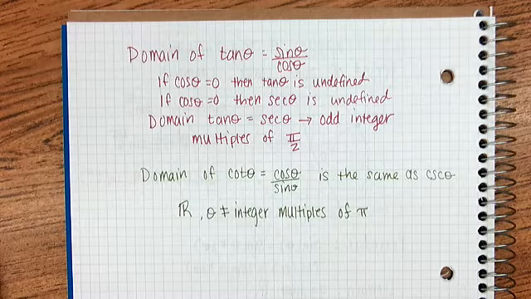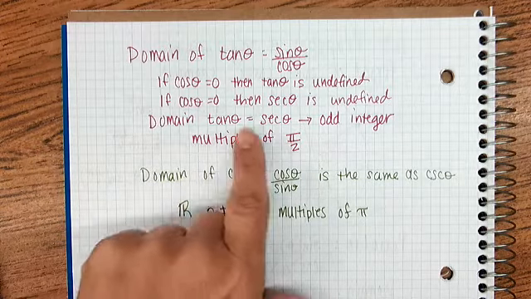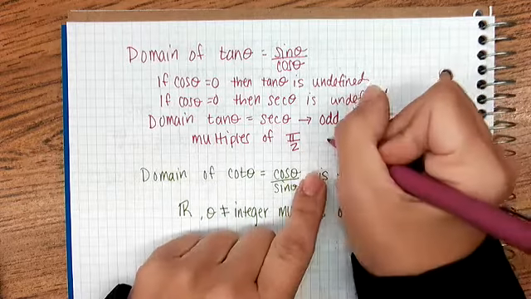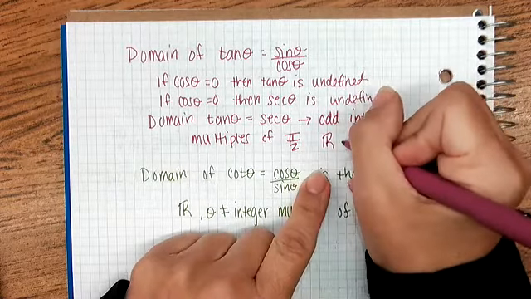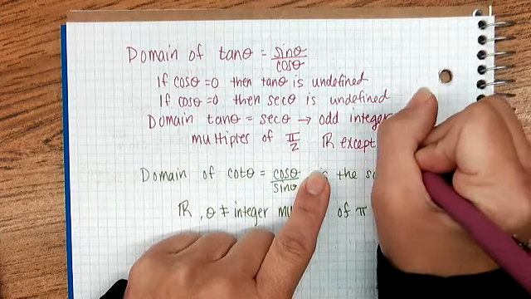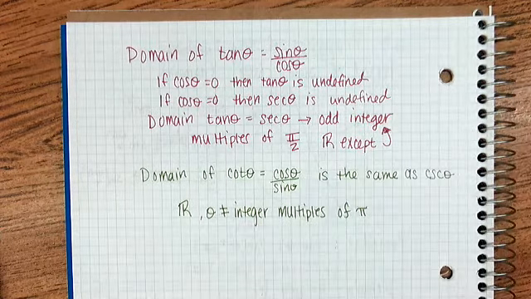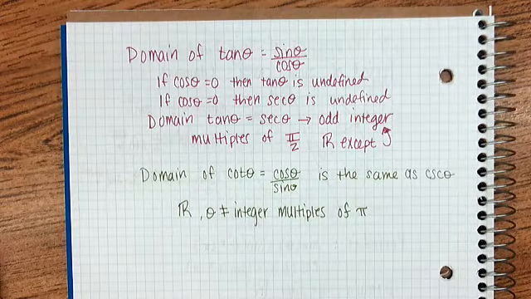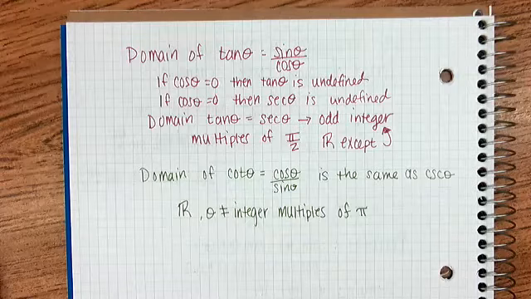So let's go back. The domain of tangent, which is the same as secant, should say all real numbers except, that's a big thing I forgot to write in, all real numbers except odd integer multiples. So looking ahead to the final exam, I would definitely be writing down my domains and my ranges. I think that's going to help.